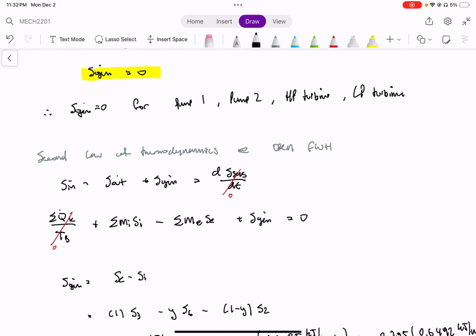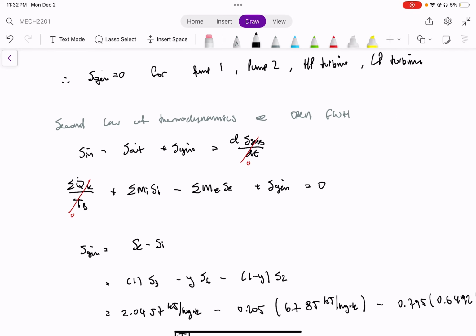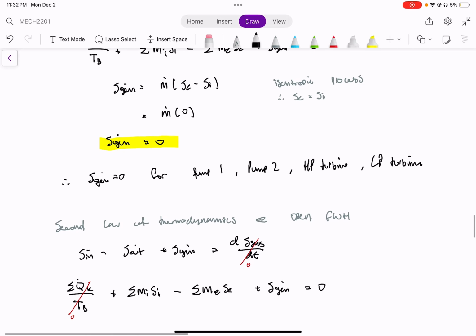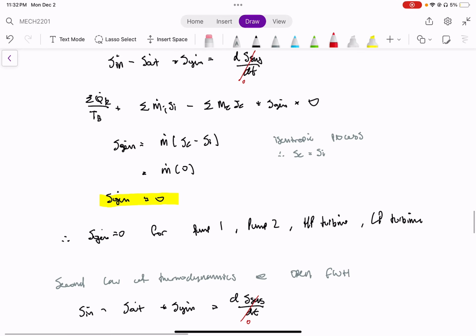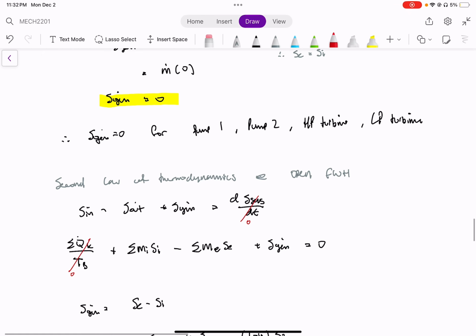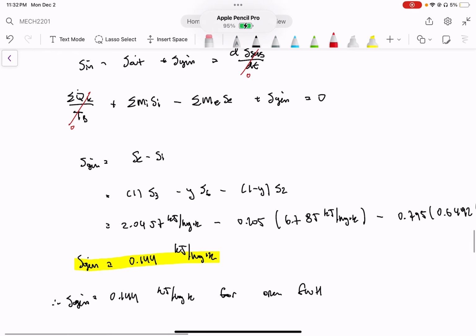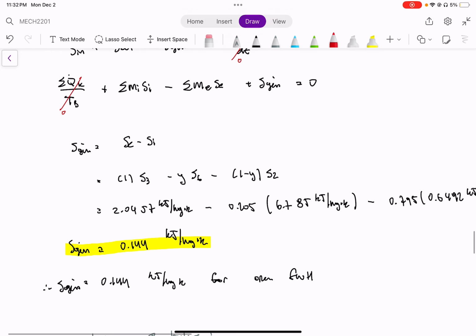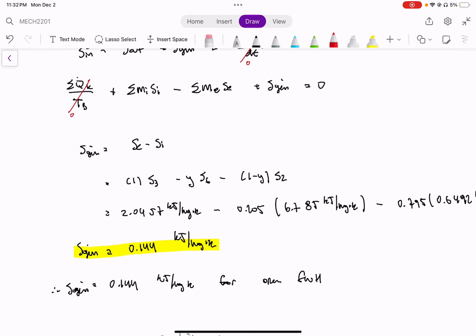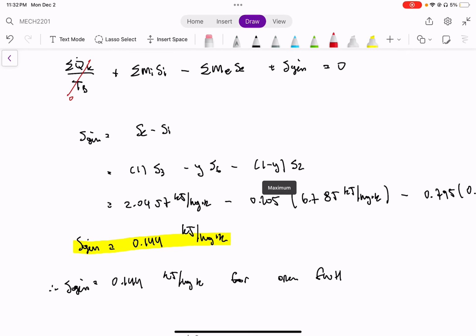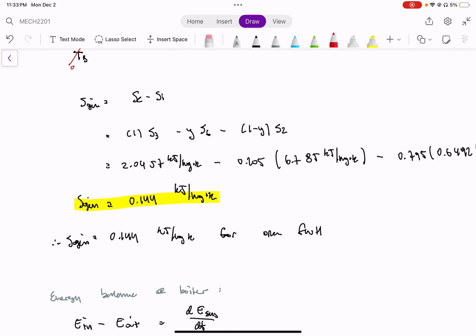For the second law of thermodynamics at the open feedwater heater, we're going to again apply the second law. We're going to neglect Q, since it's 0, and find all the flows of entropy because there are again multiple streams of mass flow, and then we get that Sgen equals 0.144 kilojoules per kilogram. So that's the Sgen for the open feedwater heater.